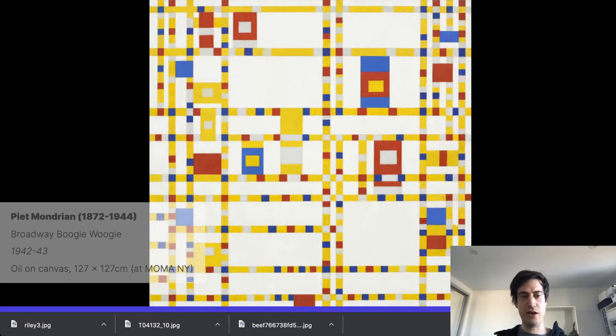And then he also explores this in a very playful way. So Piet Mondrian's Broadway Boogie Woogie is from 1942, and by this stage he's left Europe and he's living in New York, and New York is a very bustling environment, and Boogie Woogie is a kind of jazz that's popular at the time, and this is a very playful kind of image.